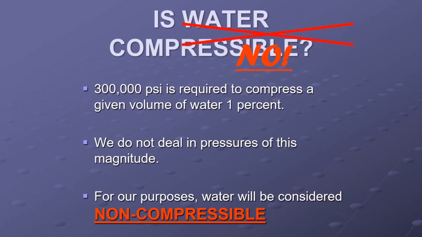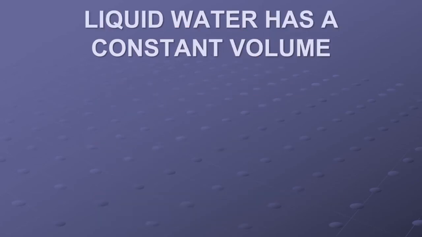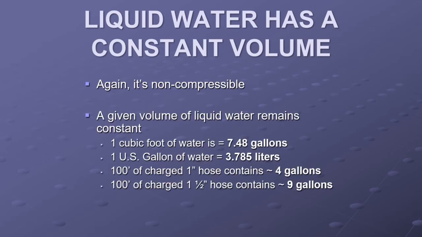Really what we're getting at is, even though water's elastic and fluid, it's finite in size. So 1 pound of water is almost always the same size. So since water is not compressible, it has a constant volume. That can be useful to us. It's good to know how much water is going to be in your hose.